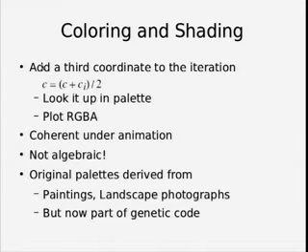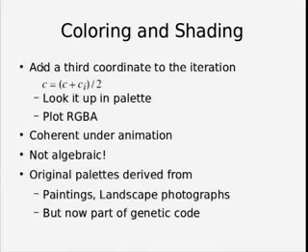So the color comes from adding a third coordinate to the iteration. Instead of just having points on the plane with 2 coordinates that get bounced around, you actually have points in a 3-dimensional space. And the third coordinate is looked up in a palette before it gets drawn.